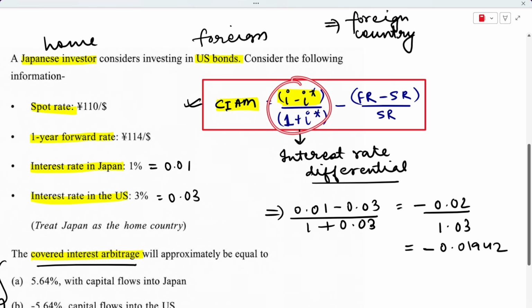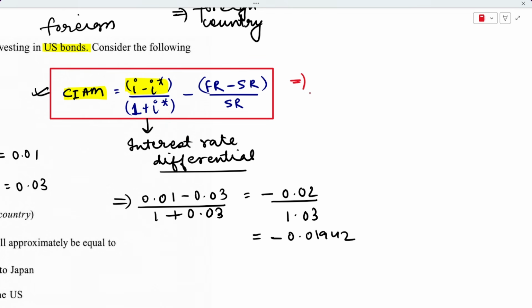Now I have to take the difference of the forward rate and spot rate and then divide the value by the spot rate. So let us solve this part. I have the forward rate as 114. I will subtract 110 from it and then divide the entire value by 110. So I get 4 divided by 110, and this value would be positive 0.036. This will be the value that I get from part 2.